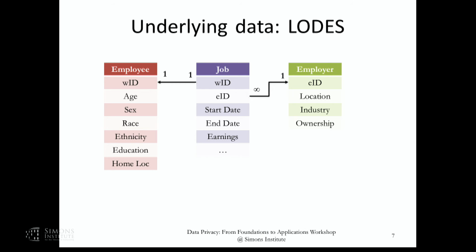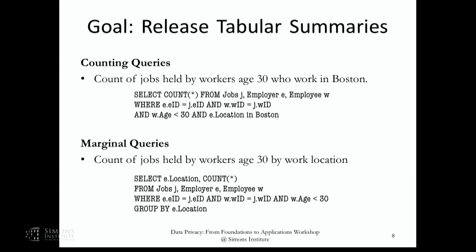And there are attributes associated with each of these kinds of entities. Okay? And the goal here is to release these tabular summaries. So you want to release things like counting queries, such as counts of jobs held by workers of age 30 who work in the city of Boston, and marginal queries of the form counts of jobs held by workers of age 30 across different work locations, and so on. Right? So the goal here was to release statistics that allow you to answer these kinds of counting queries and tabulate these kinds of marginals in such a way that it preserves privacy, right?